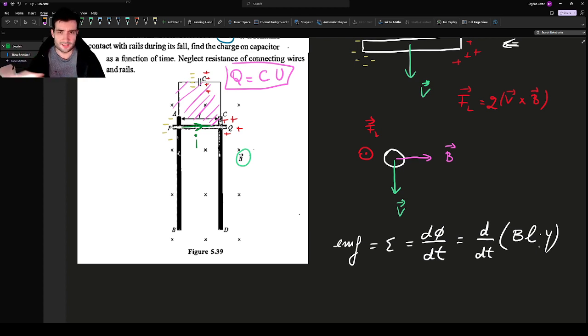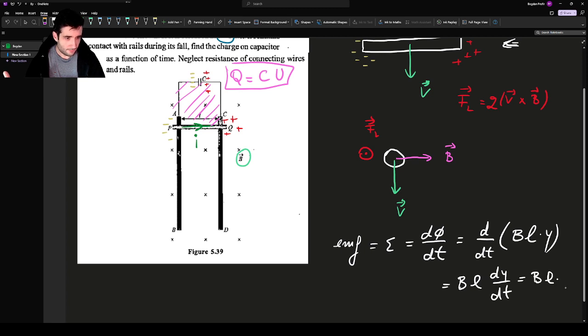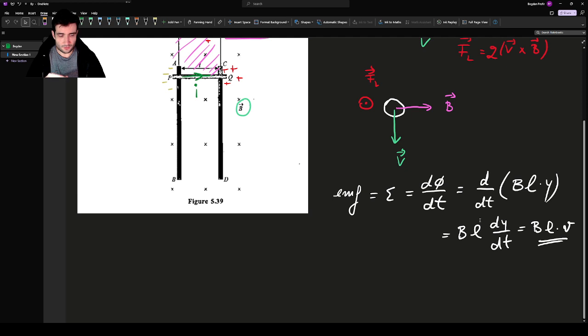Now this area is getting bigger with time. So when we differentiate, we have B and L outside, and then we differentiate y with respect to time, and this gives us BL, and the rate of change of y is just v, where v is the instantaneous velocity of this conductor at any given point. Keep in mind that v doesn't necessarily have to be constant. In this case, it's most likely not even constant, but we don't really have to worry about it too much, as you'll see in a bit. So this is the EMF, which is induced.